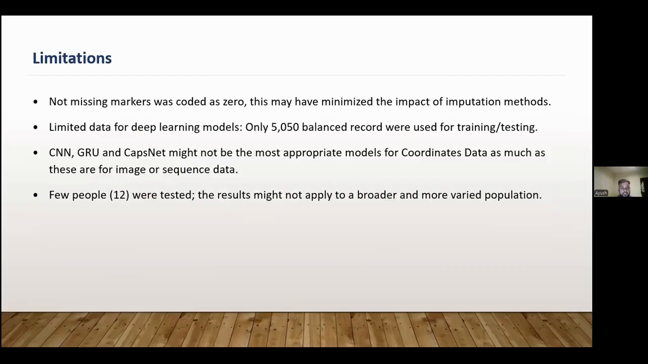So these are the limitations. This study has some limits. Missing markers were recorded as zero instead of truly blank, which may have affected the filling methods. Only a small balanced part of the data was used for training. Deep learning models might need much more data to perform well. Only 12 users were tested.